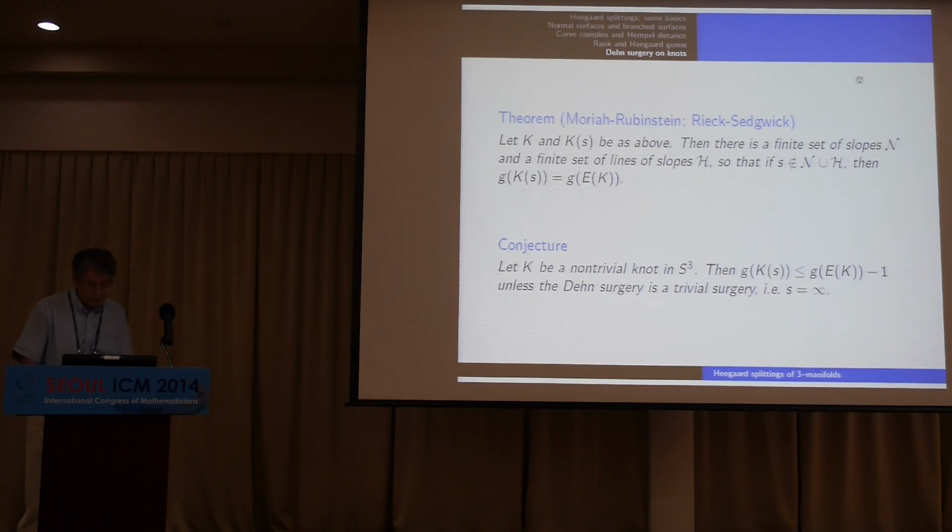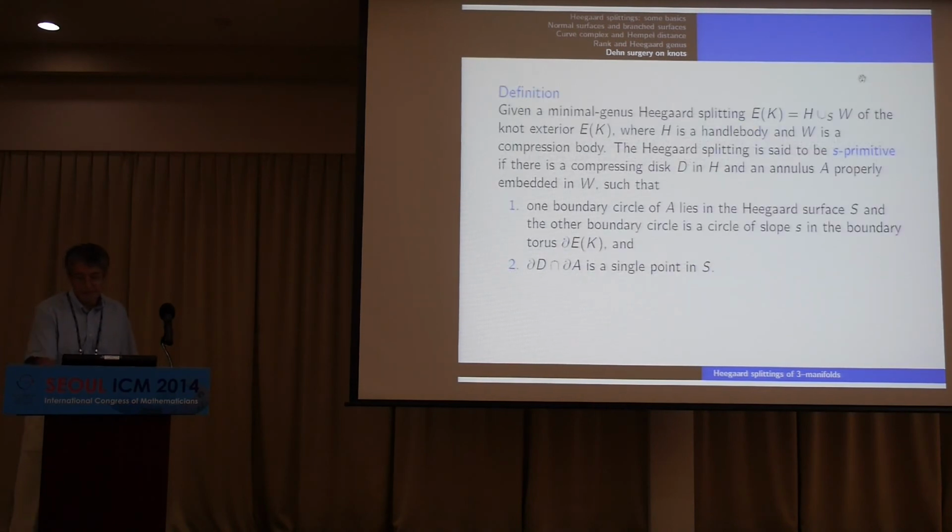Let me give you a couple of words on how the Heegaard genus can be reduced by surgery. This is the notion of primitive splittings. A primitive splitting is this: if you have a Heegaard splitting of your knot exterior, and you can find a pair, one a disc in your handlebody and another a spanning annulus in your compression body, and this pair intersects in just one point, that's called primitive. And if you do a Dehn surgery along this slope, this annulus extends to a disc. So after the Dehn surgery, this annulus-disc pair becomes a disc pair.